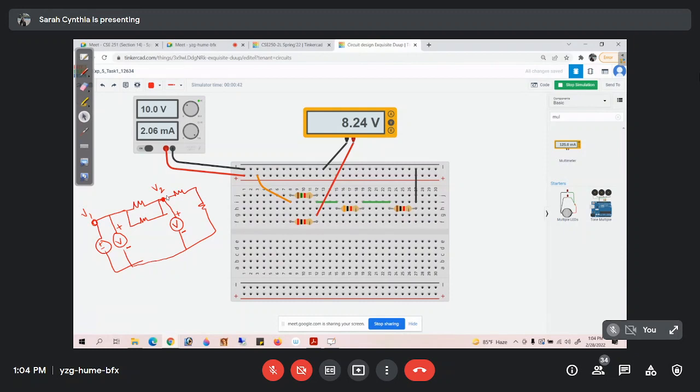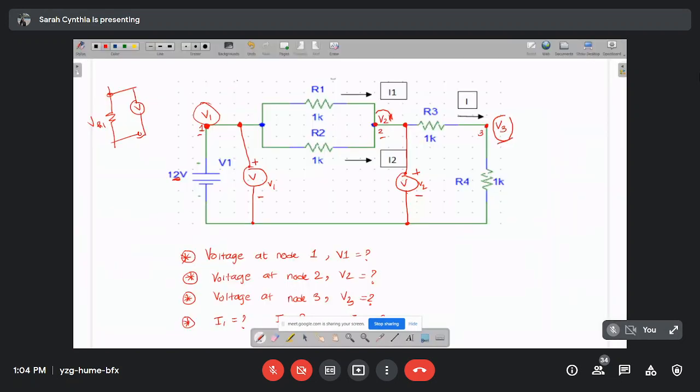Now, another voltage that I wanted to measure, if you remember, is this particular voltage, that is voltage V3, right? So this is the voltage of what? Basically R4, right? We can place a voltmeter over here. This is the voltage across R4. So we can place the voltmeter over here. Can we?